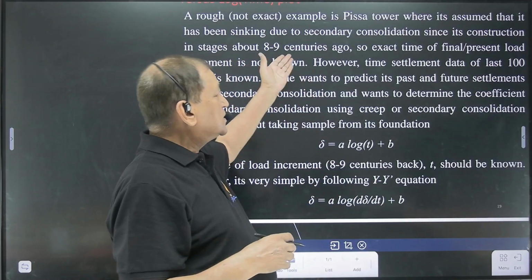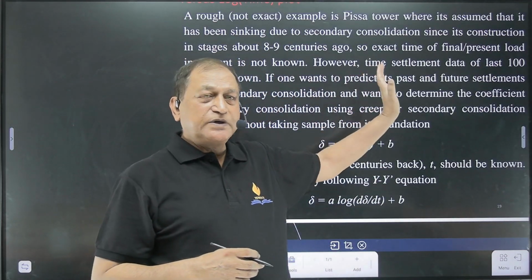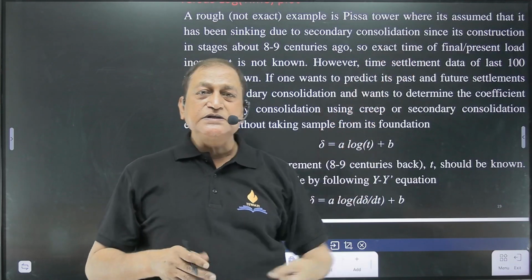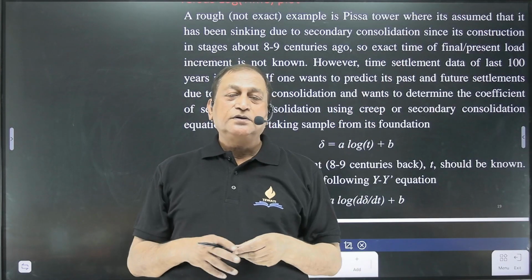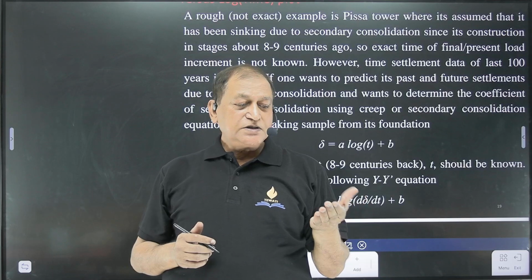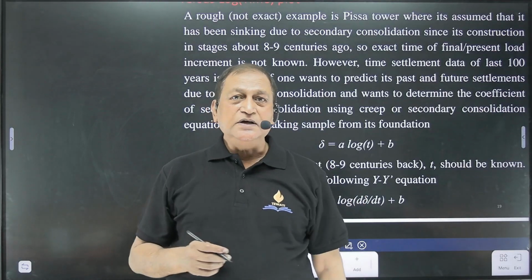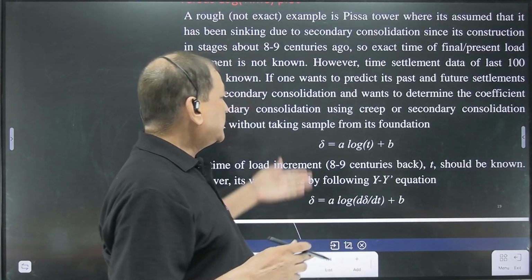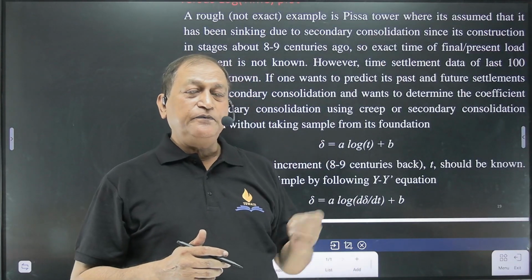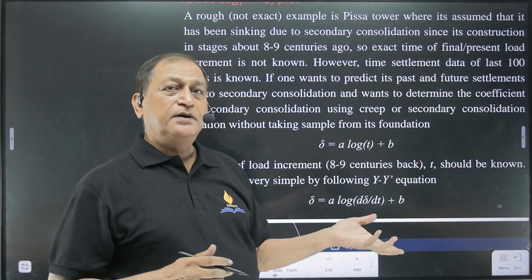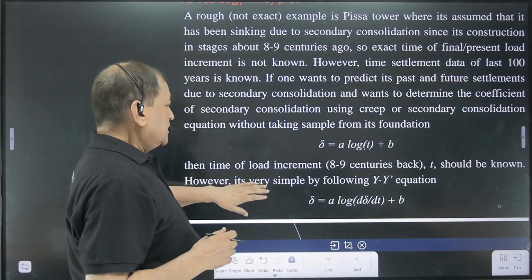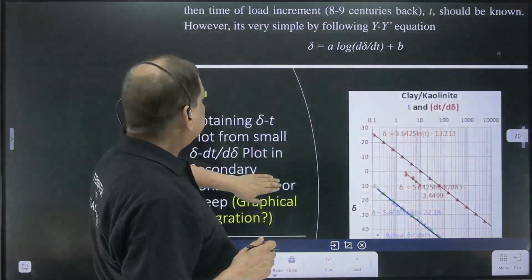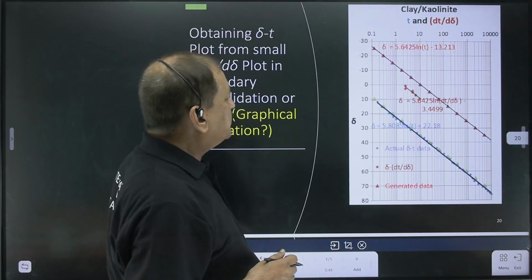I am just taking the name of the Pisa Tower, but this is not the exact example. Suppose some structure is already settling in the field due to creep. So just noting the settlement of the structure itself without taking any specimen sample from the foundation, we can determine the coefficient of creep and future and previous settlement of that structure using the YY dash approach.